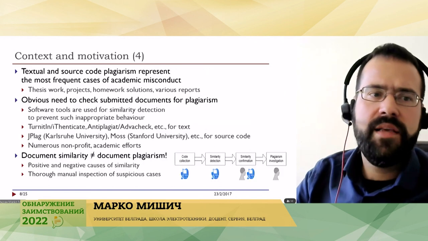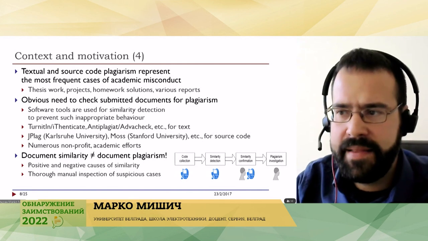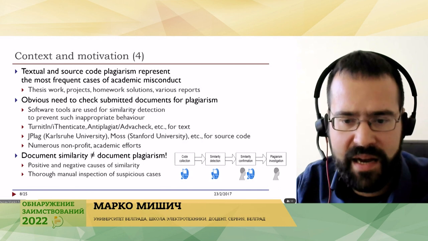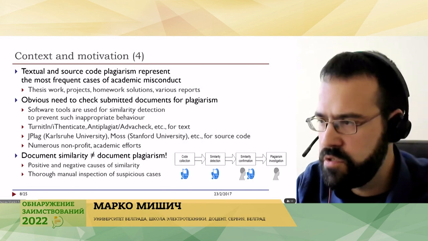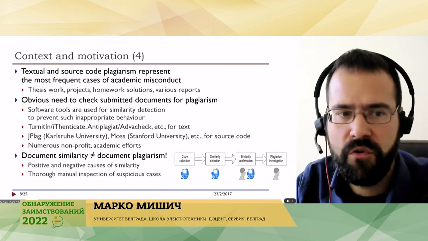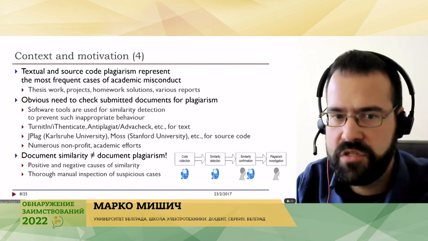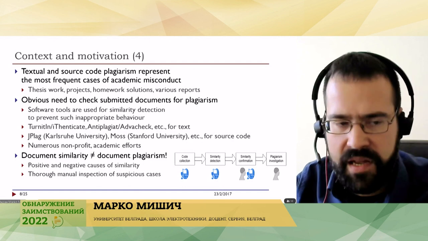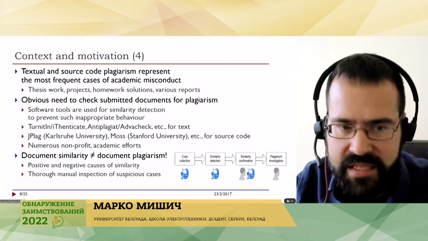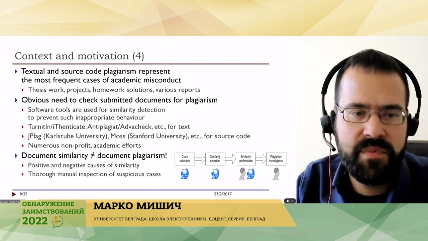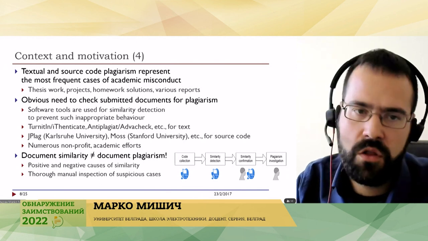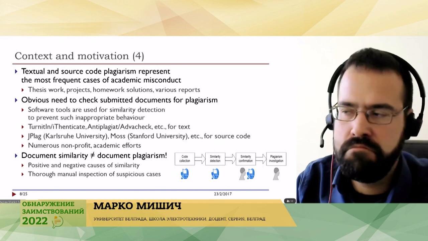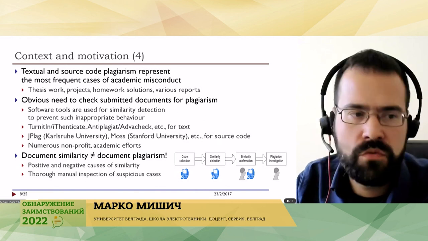Of course, textual and source code plagiarism represent the most frequent cases of academic misconduct. Those are mostly thesis work, projects, homework solutions, and various reports or seminary work. There is an obvious need to check submitted documents for plagiarism, and for that reason, we use a lot of software tools. Many of them are mentioned also today.